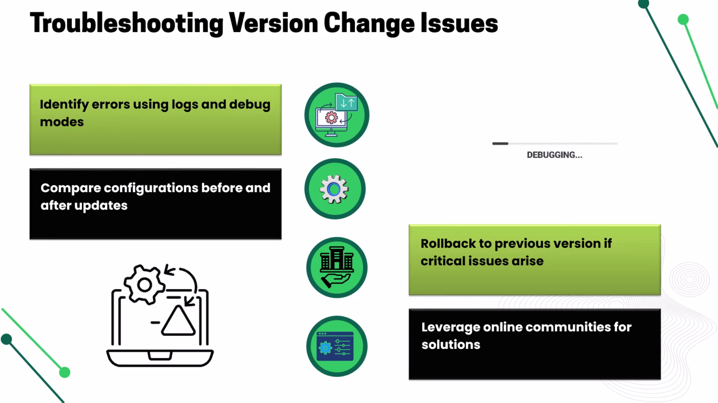Problems happen, it's a fact of life, like Wi-Fi failing just when you need it most. Logs and debug modes are your first stop when troubleshooting version changes. Always compare your configurations before and after updates. It's like taking before and after selfies. If things go horribly wrong, rolling back to the previous version can save the day. And don't underestimate the power of online communities. They've probably seen it all.